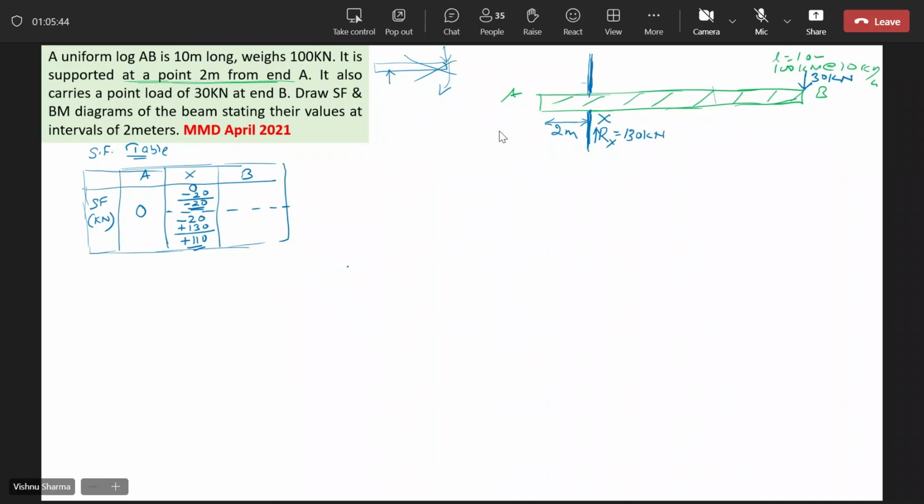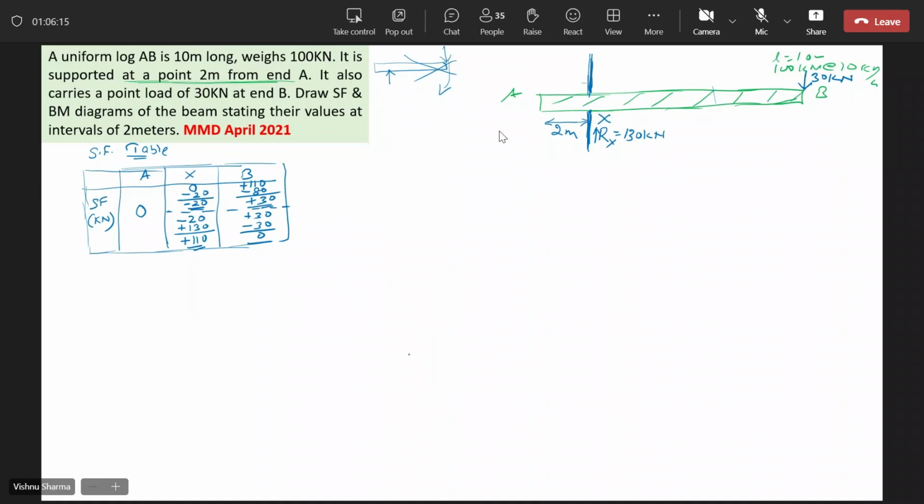Yes, sir. Then I carry forward plus 110. What is the change from right of X to left of B, guys? Look at the diagram. 8 into 10, minus 80. Weight of 8 meters of the beam. Minus 80 leaves plus 30. I carry forward plus 30. Then minus 30, making it 0. Does everybody agree with the SF table, or anybody has any questions?